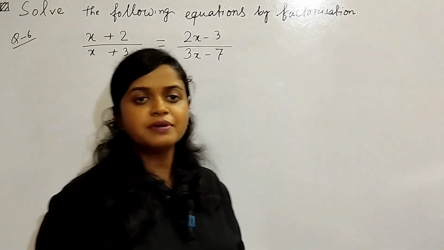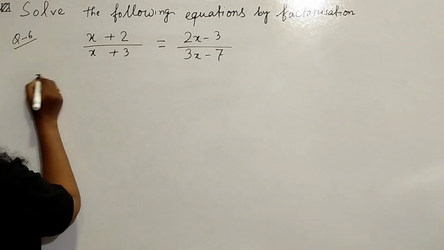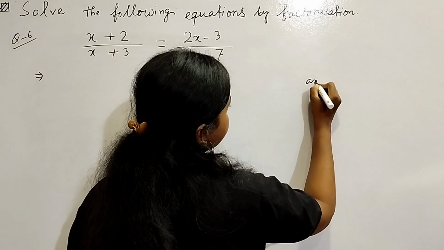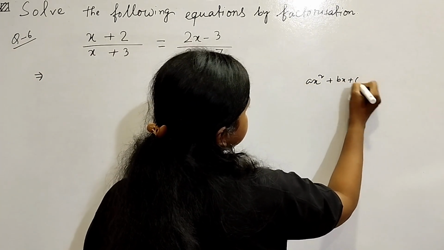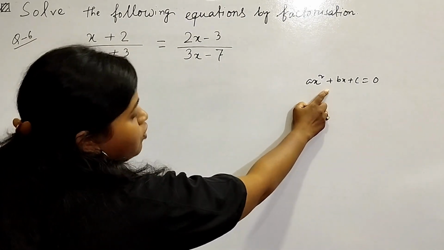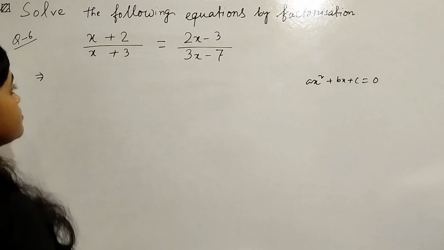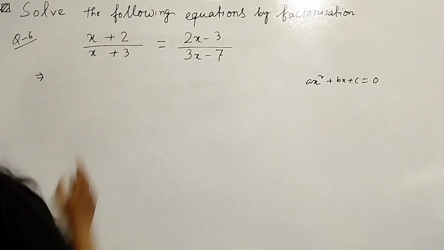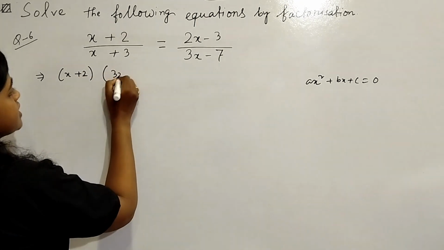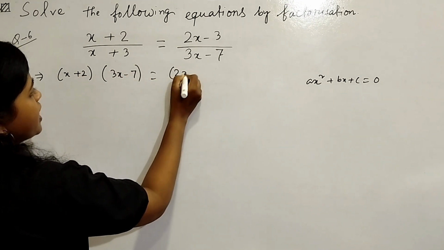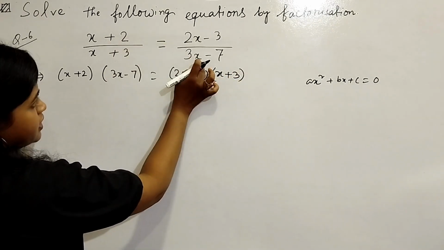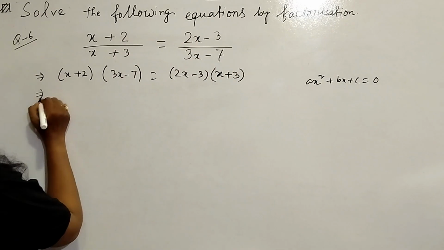Let us discuss question number 6. So question number 6, what we have to do? We have to make it in the form of ax square plus bx plus c equals to 0. To make this sum into this form, we have to simplify this one. So first, we have to do diagonal multiply. So x plus 2 into 3x minus 7 and 2x minus 3 into this one, x plus 3. Numerator into denominator and denominator into numerator. So find out the product.